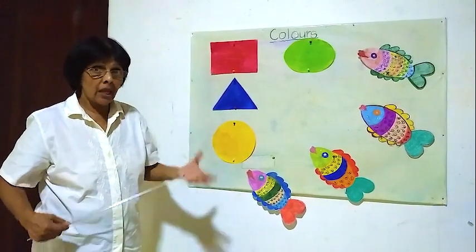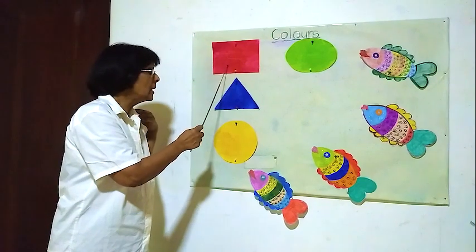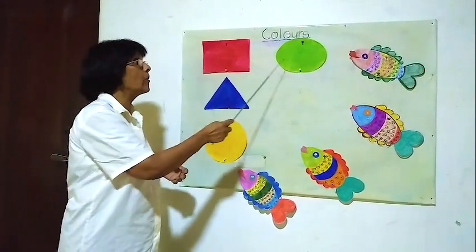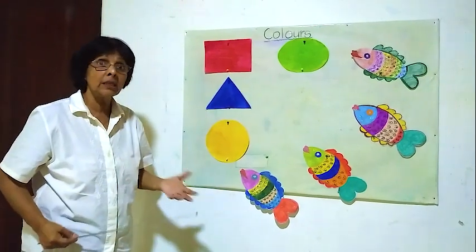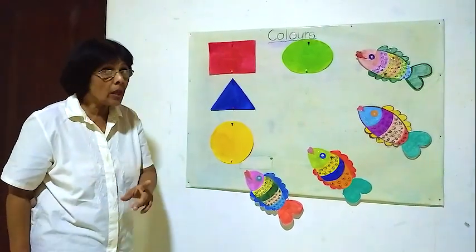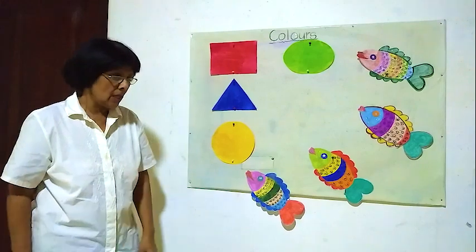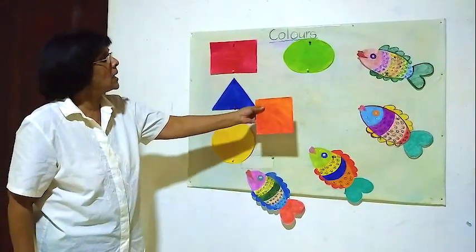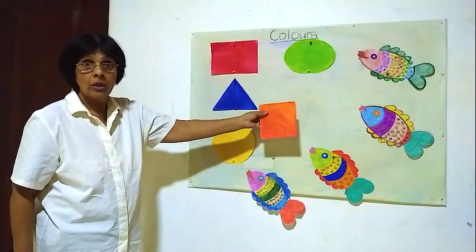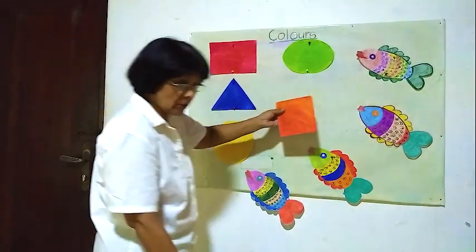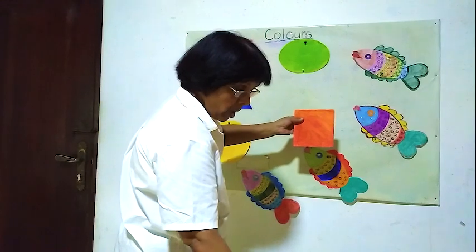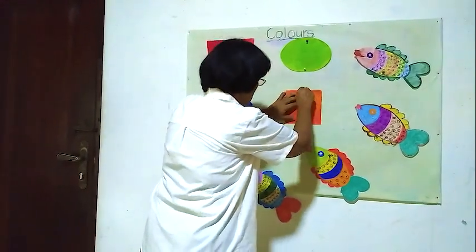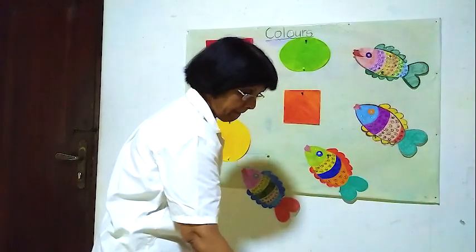We'll revise again. Red, blue, yellow and green. Earlier we learned these colors. Now today a new color I am going to introduce to you. This is orange. This is orange color. We call this orange color, right?